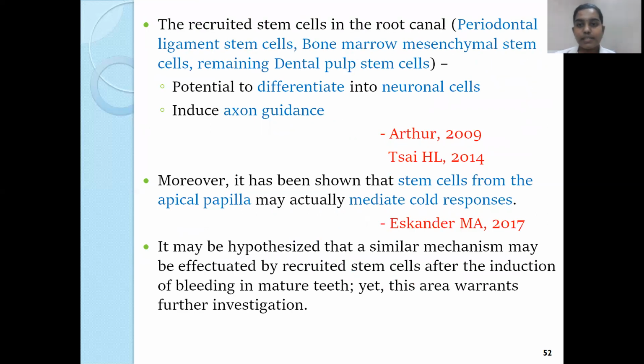The recruited stem cells in the root canal have the potential to differentiate into neuronal cells and induce axon guidance by Arthur et al. and Sai et al. Moreover, it has been shown that stem cells from the apical papilla may actually mediate cold responses by Iskander et al. It may be hypothesized that a similar mechanism may be effectuated by recruited stem cells after the induction of bleeding in maturity. Yet this area warrants further investigation.